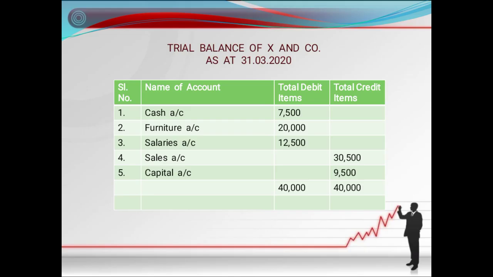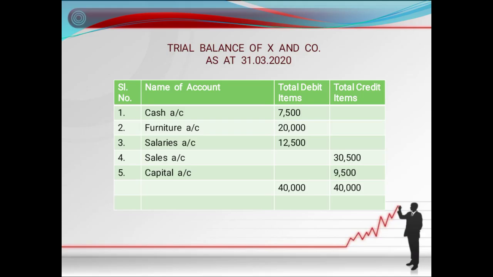Salaries is an expense of the business. I told you that expenses are always debited. Sales is the revenue, and revenue is always credited. That is why we have put 30,500 in the credit column.